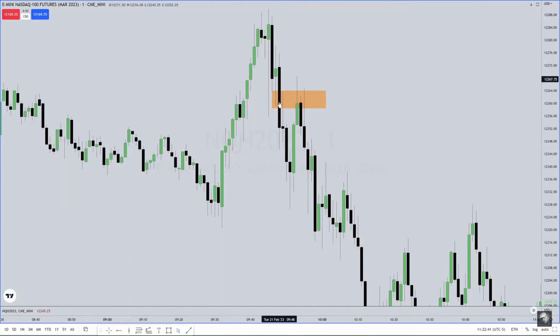But because we have two long wicks, this here on this candle, and then a long wick or tail on this candle here, you split that in half on both of them. And you use both consequent encroachments.